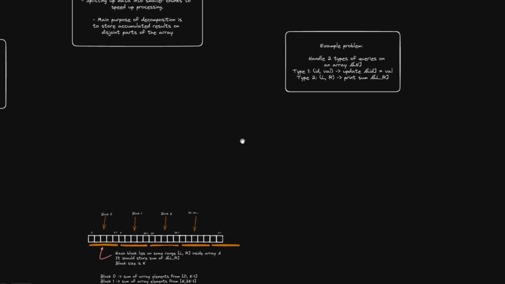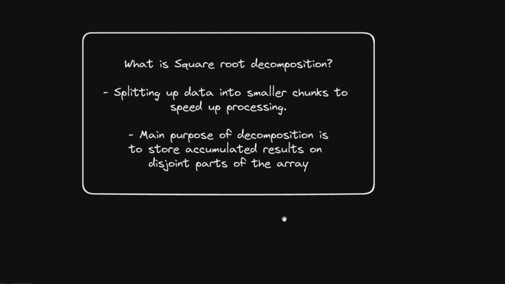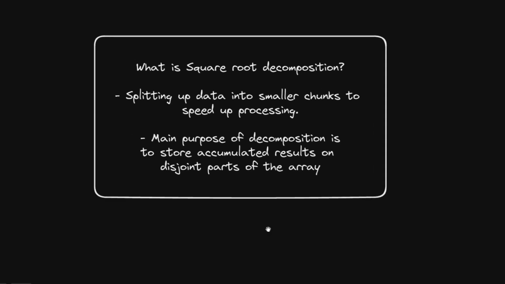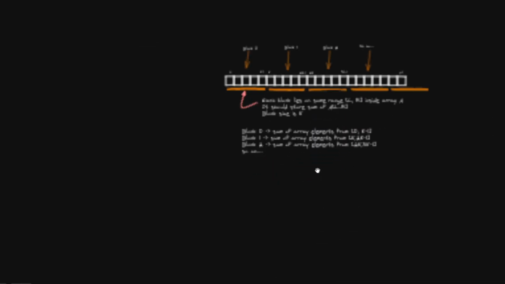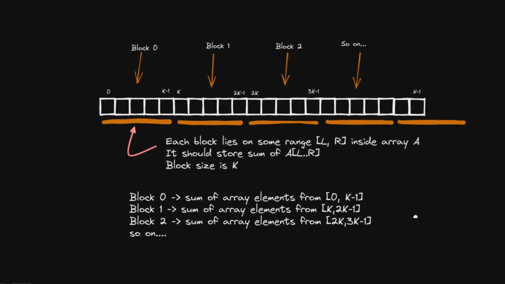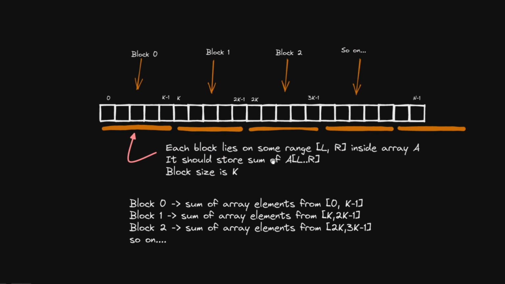Okay, so as we went through the definition, we are going to divide that into smaller parts and store the results. So let's go ahead and see how we can do that. Let's say we were given this array and we have decided to split this array into blocks of size k. As you can see, this whole part from index 0 to n minus 1 was the entire array, and we are now splitting it into some blocks, and each block lies on some range L to R.